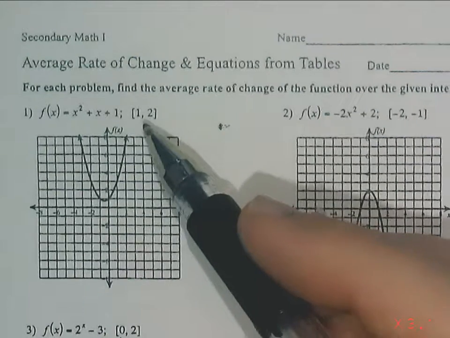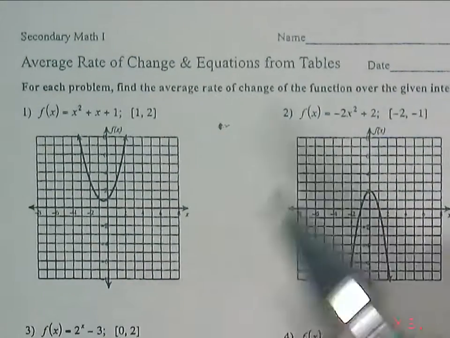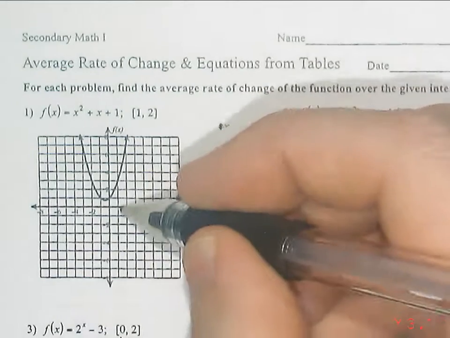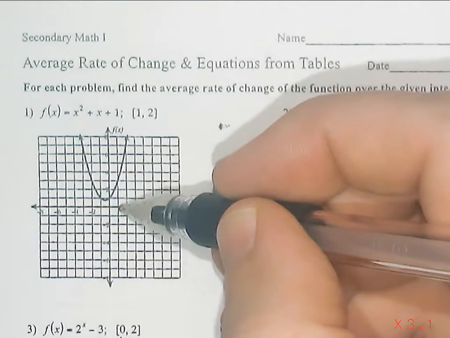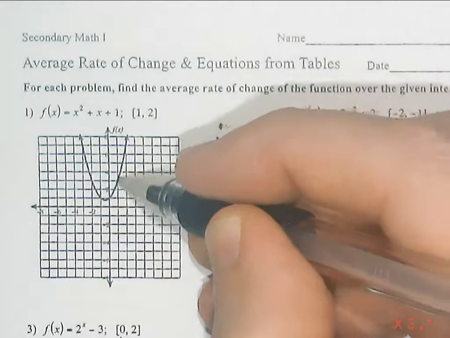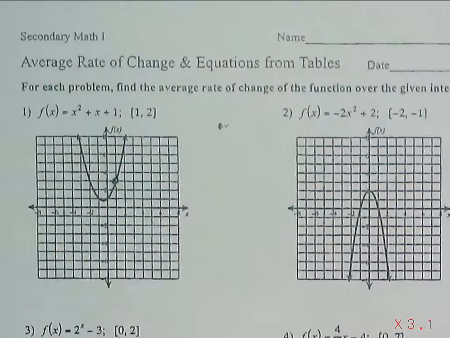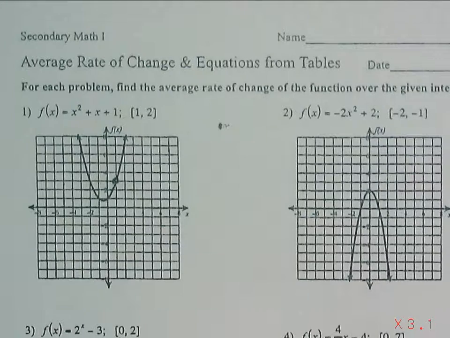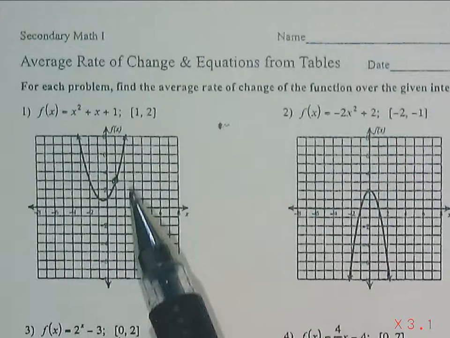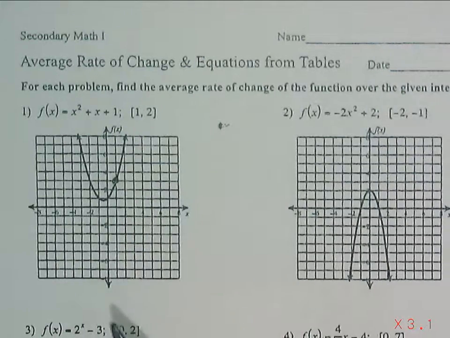So it gives me the interval 1 and 2 on the x-axis. So the least number is 1. I'm going to go to 1 on the x-axis and then go up to my line, and I'm just going to put a dot right there at 1 on the x-axis. So that's where my line is when the x value is 1.